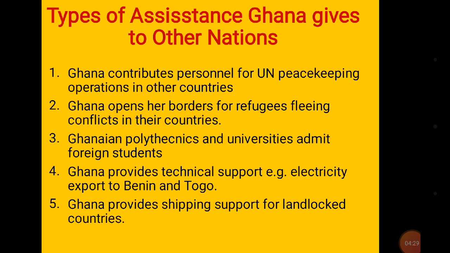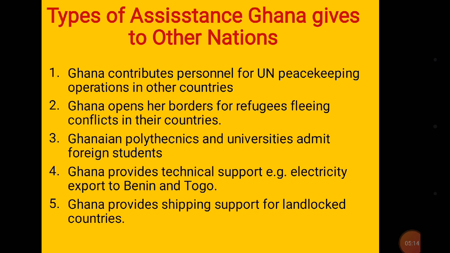Then also Ghanaian polytechnics, now technical universities, and then universities admit foreign students. And so there are Nigerians, Congolese, Cameroonians, Beninois, Americans, and people from many different countries that come to Ghana to have higher education for many different reasons. Ghanaian universities are open to foreign students. Also, Ghana provides technical support for other countries. For example, Ghana exports electricity to Benin and Togo.